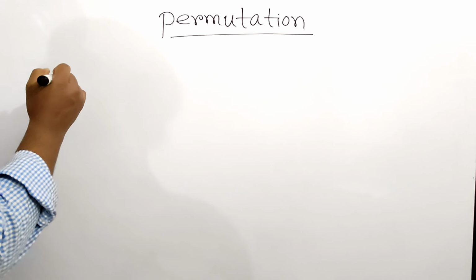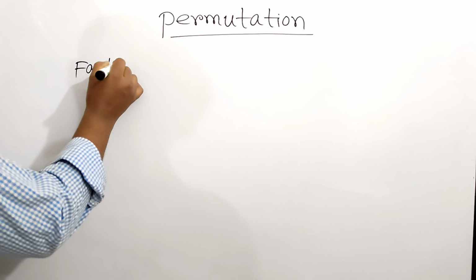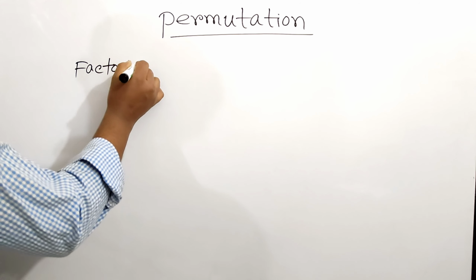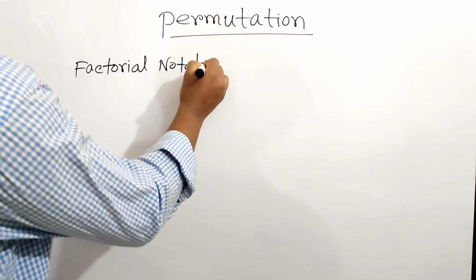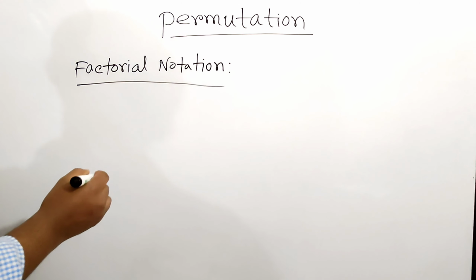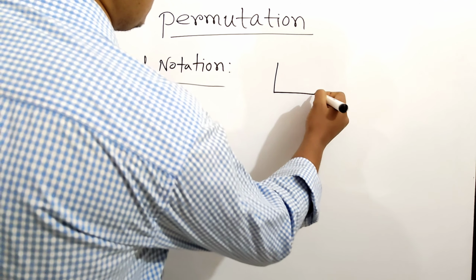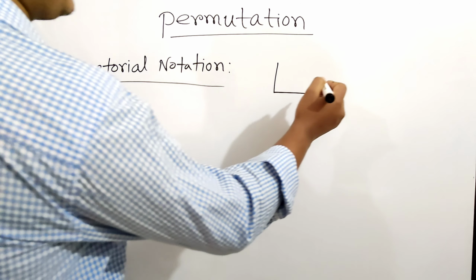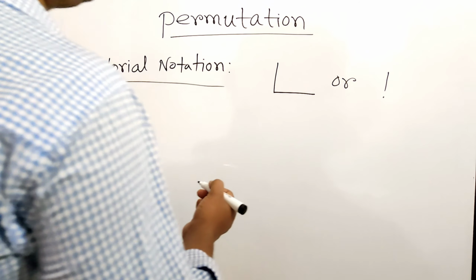Okay, so first, what is the factorial notation? So first we'd like to learn factorial notation. Okay, so first of all, what is factorial? Factorial notation is usually denoted by this L-shaped sign, or you can use the exclamation sign.